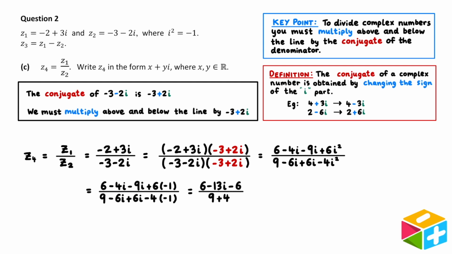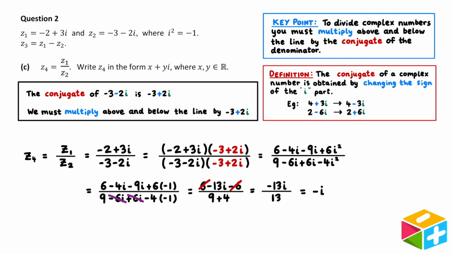In the numerator, minus 4i minus 9i is minus 13i, and 6 by minus 1 is minus 6. In the denominator, the minus 6i and the plus 6i cancel each other out, and minus 4 times minus 1 is plus 4. Simplifying further, the 6 and the minus 6 cancel out in the numerator, and 9 plus 4 becomes 13 in the denominator.